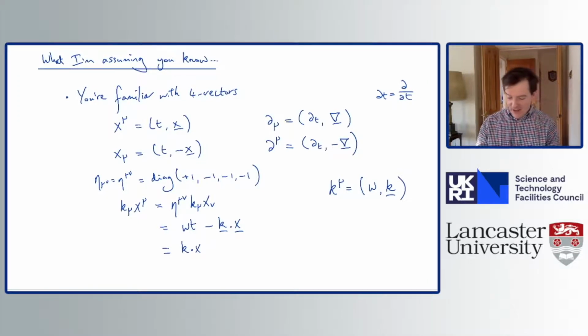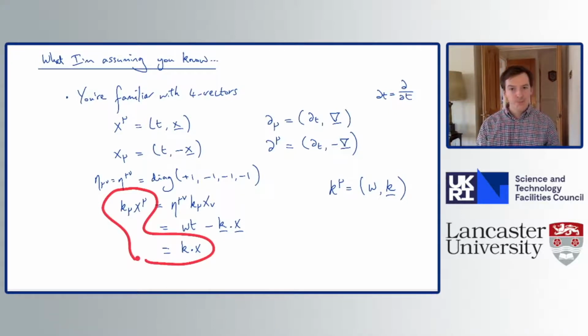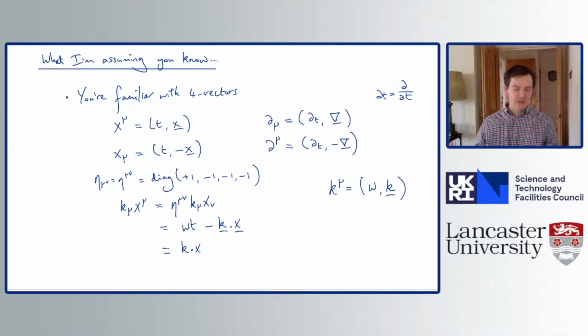Sometimes I'm going to write k·x with a line under it, which means it's the three-vector quantity, the dot product of three vectors. And if it's k·x without the lines underneath, this is the four-vector dot product, which is shorthand for k_μ x^μ. But sometimes when we get onto exponents and things, it's simpler to write k·x instead of having these Greek symbols floating around. So that's one thing I'm going to assume you know.